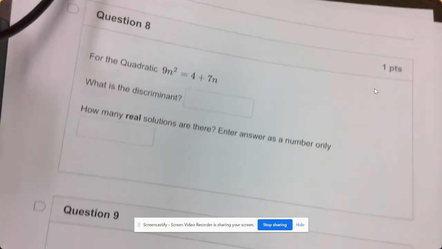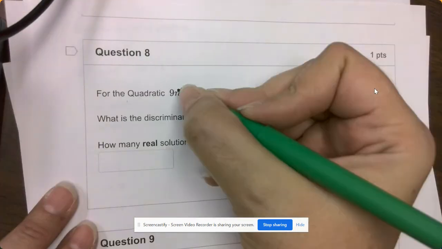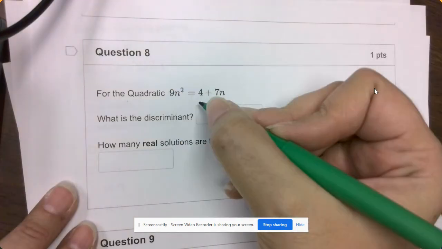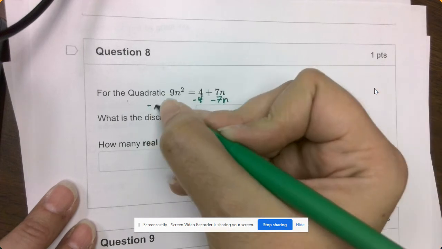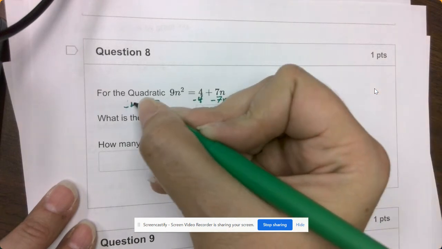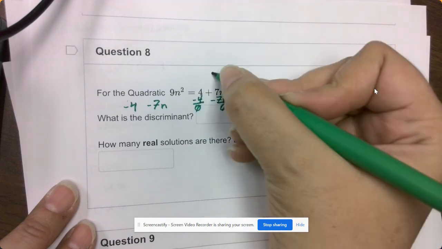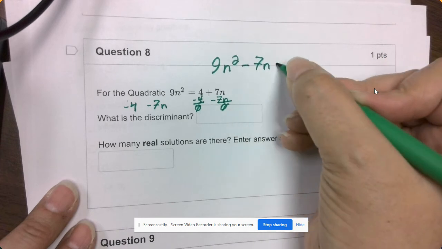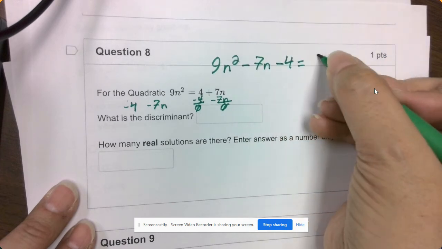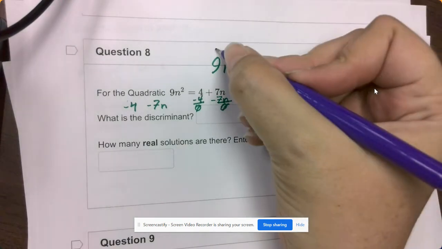Okay, so next one, everybody. So for the quadratic, we need to get them all on one side first. So I'm going to subtract negative 4, subtract 7n. This would be 0, this would be 0. So we get 9n squared minus 7n minus 4. Remember, we want to do standard form. Okay, we're going to do ABC. Easy as 1, 2, 3.